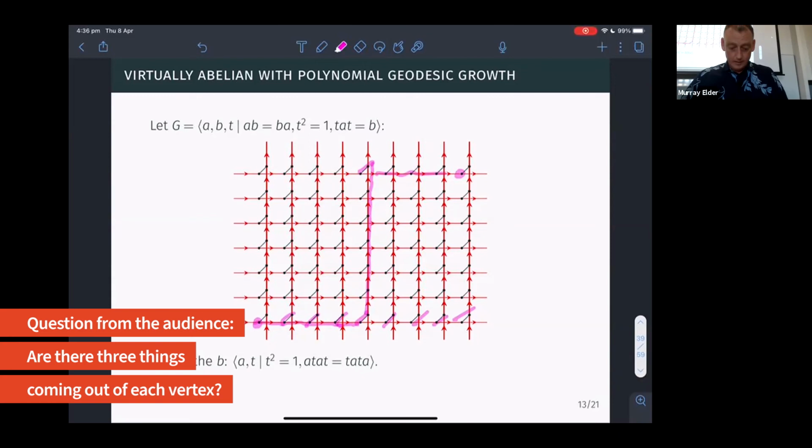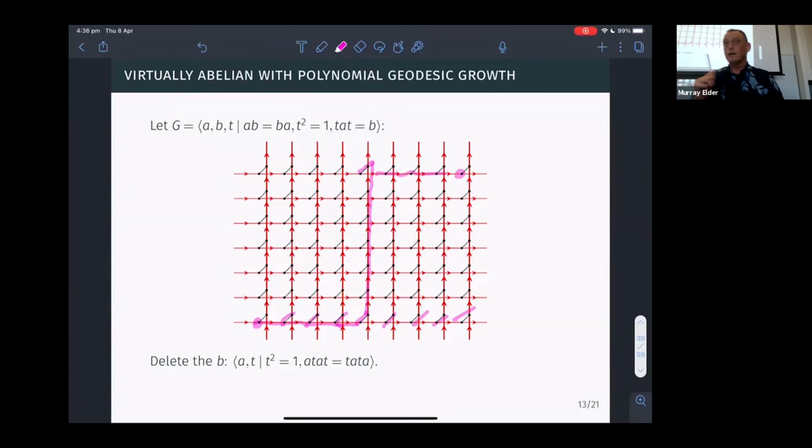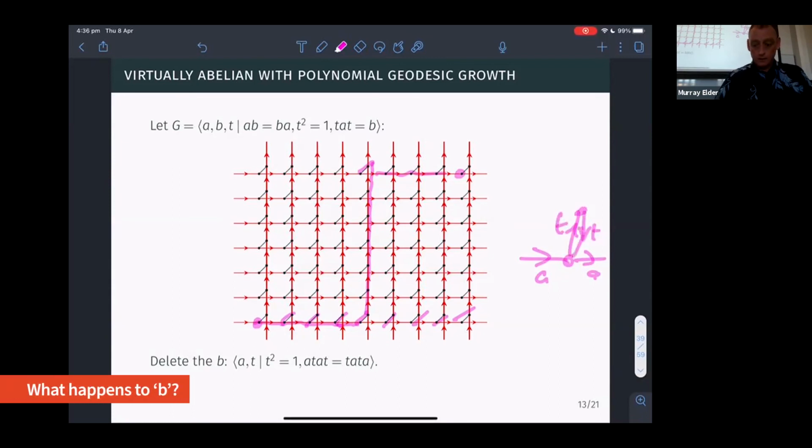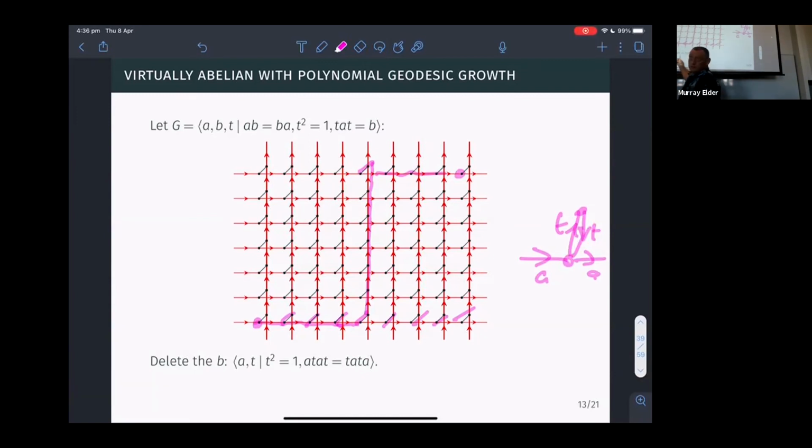Three things coming out of it. Because T squared equals 1, I've got an A coming in and an A going out, and a T, Adam might draw it directed, but then T times T. B disappeared because I deleted it. And I don't need B because B is equal to TAT. So this is called a TT transformation. So it's the same group because TAT, which is here, you could replace that by B and you get AB equals BA.